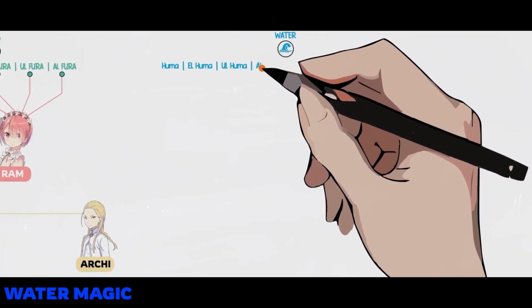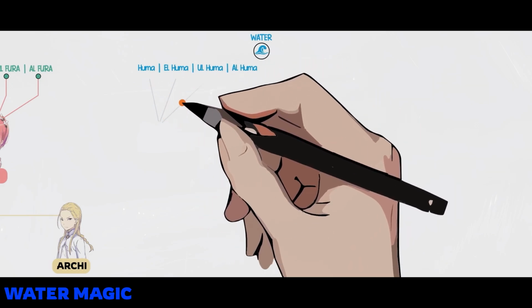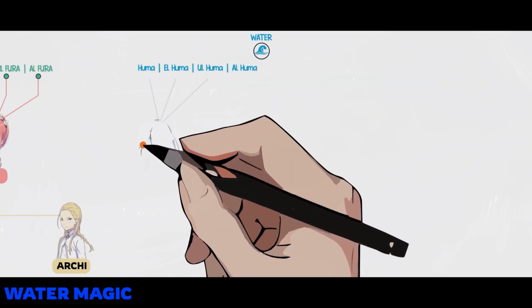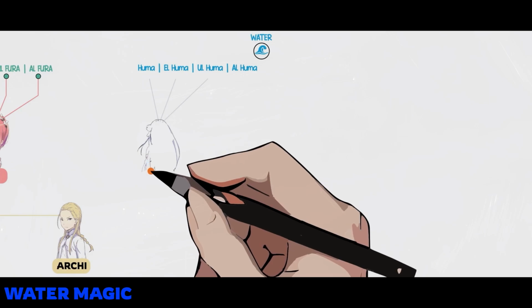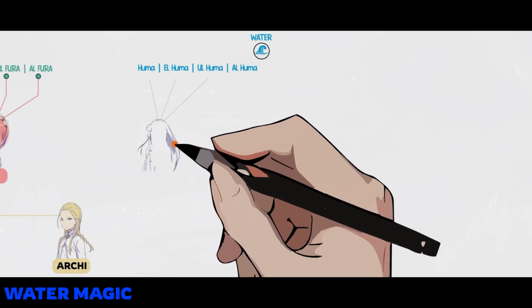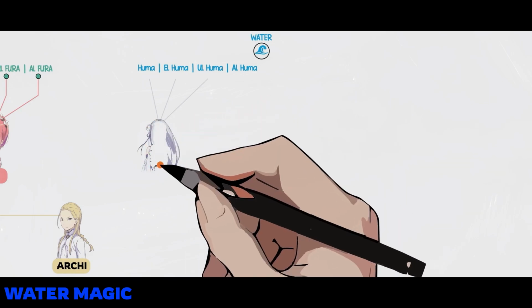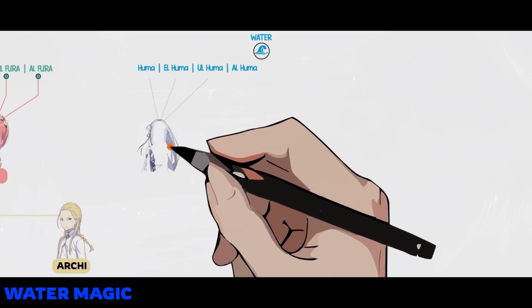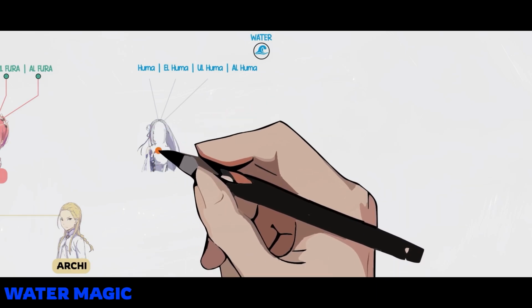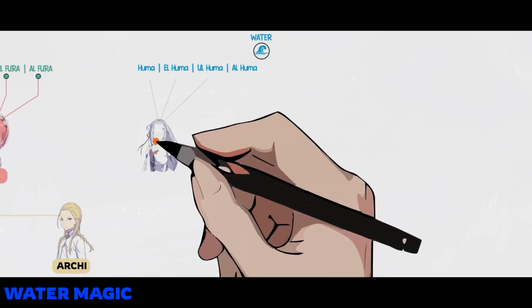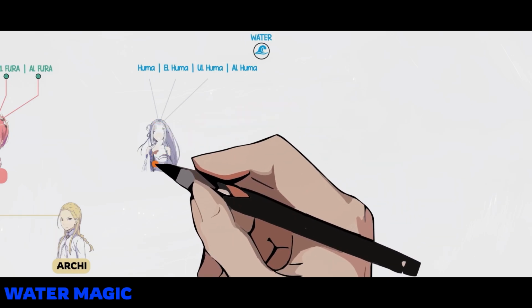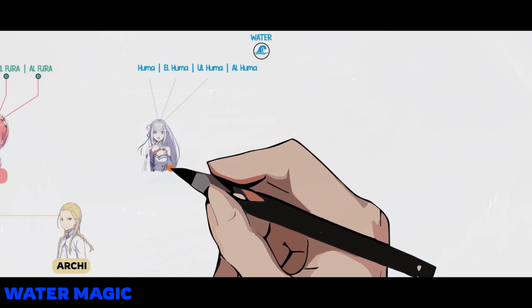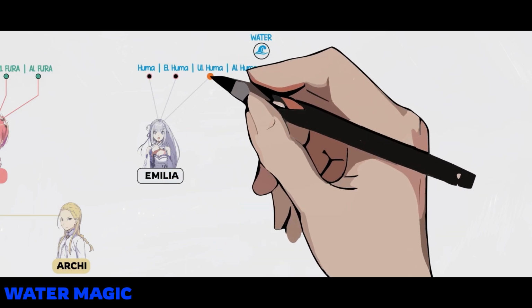Now let's move on to the water element. The most famous spell in this category is Huma. Emilia, a candidate for the royal selection, can use all 3 variants of the Huma spell. Other notable users include Lai, a Sin archbishop with the Gluttony Witch factor, and Archie, who can use both Fura and Huma spells. Ren is another skilled user who can wield all variants of the Huma spell.